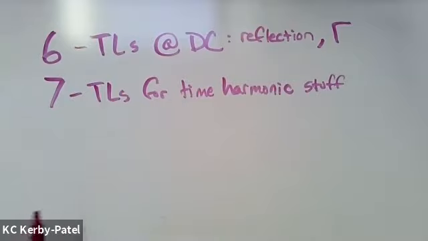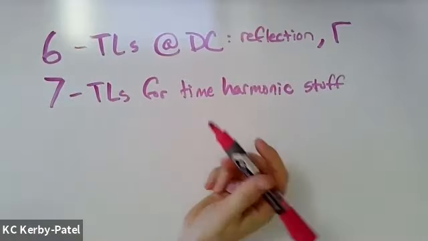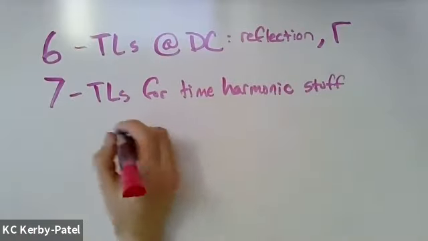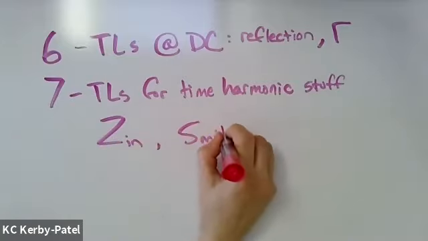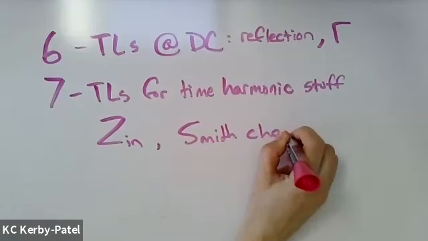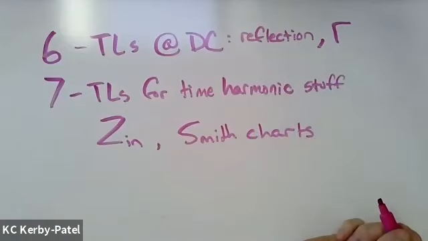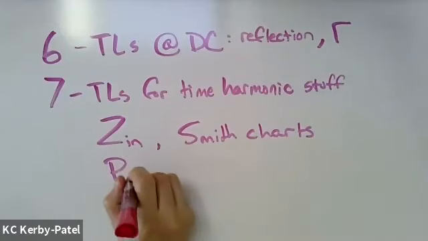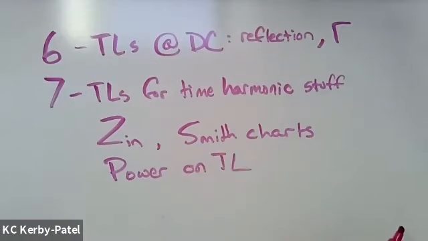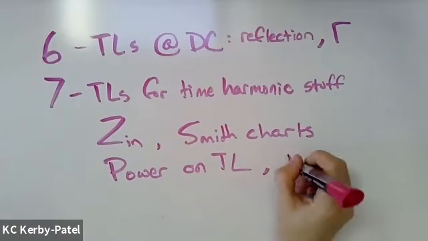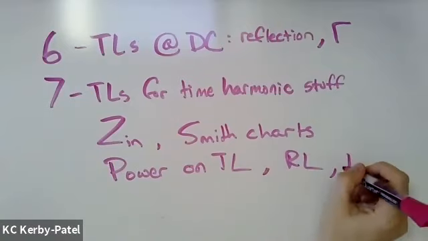And then chapter 7, we talked about transmission lines for time harmonic stuff. So that got you the input impedance, Smith charts. Power on transmission lines, I think we talked about in chapter 7. We talked about return loss and insertion loss.